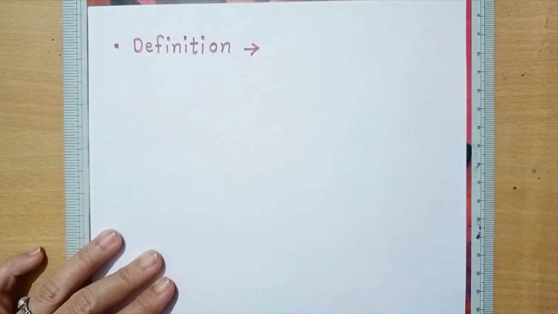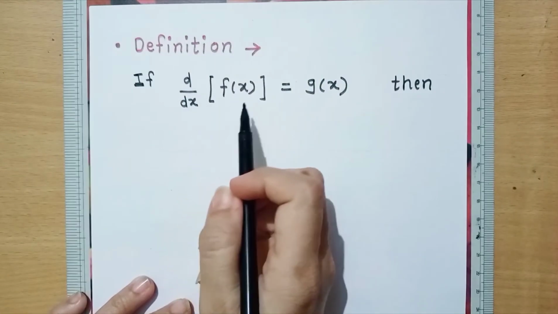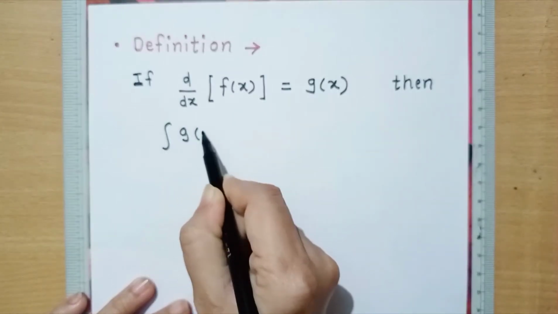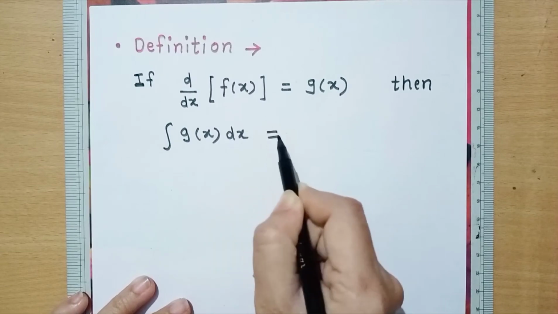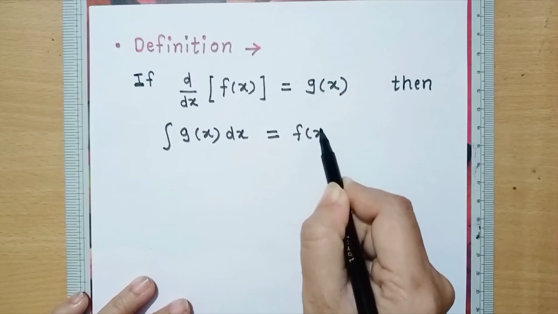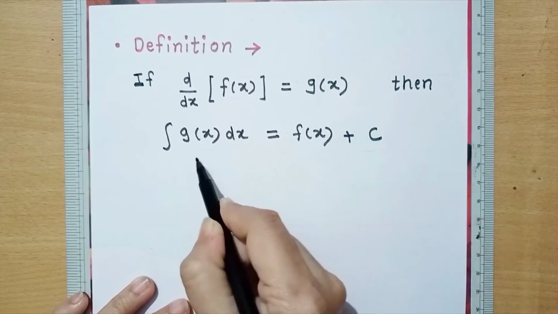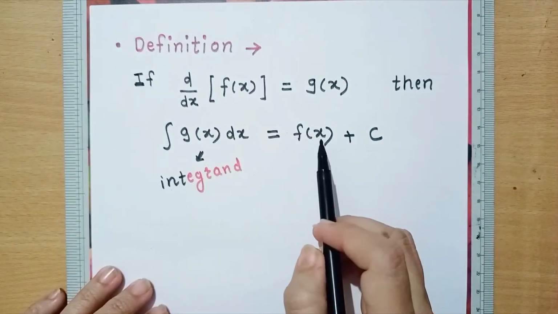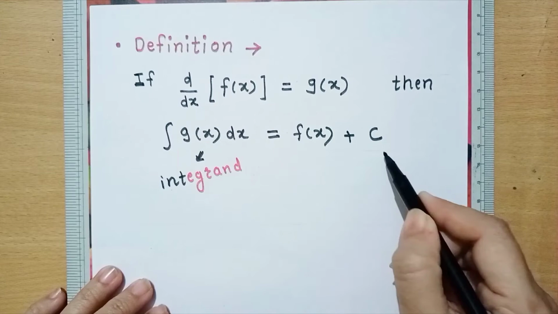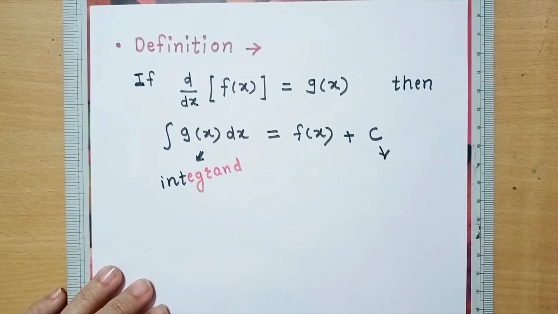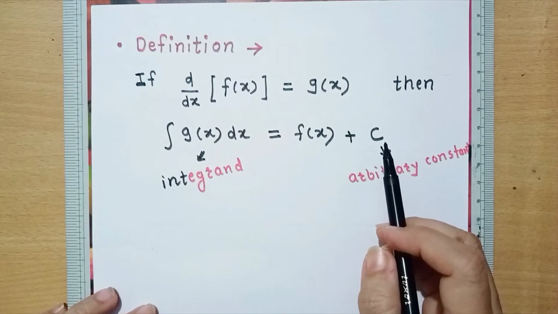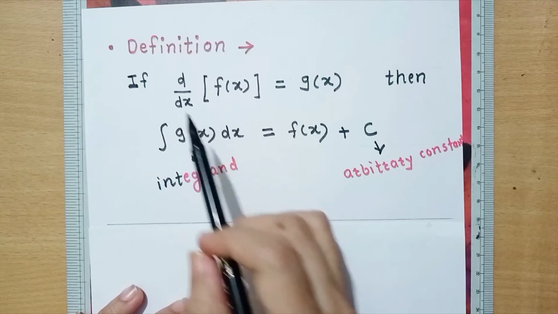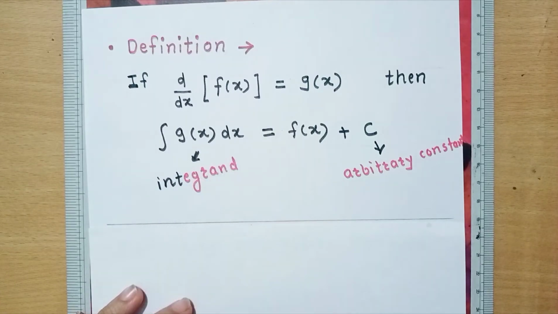Now let's check the definition. If d by dx of f(x) is equal to g(x), then integration of g(x) dx is equal to f(x), and then here write down c, where this g(x) is called the integrand and this f(x) is called the integral of g(x), and this c is called the arbitrary constant. c can take infinitely many values. We can understand here derivative and integration are opposite processes.